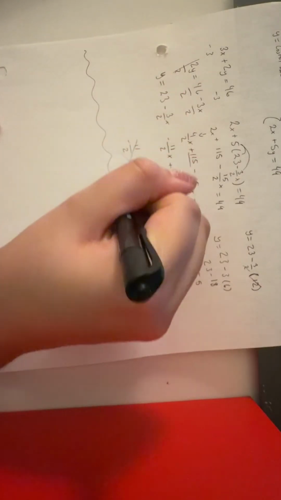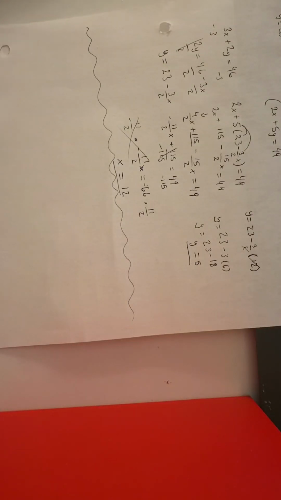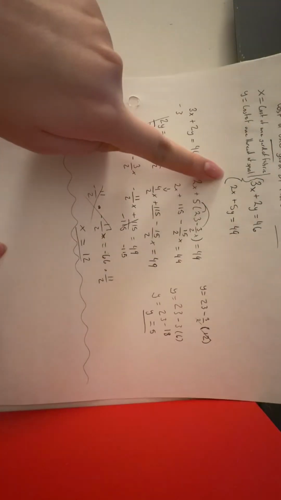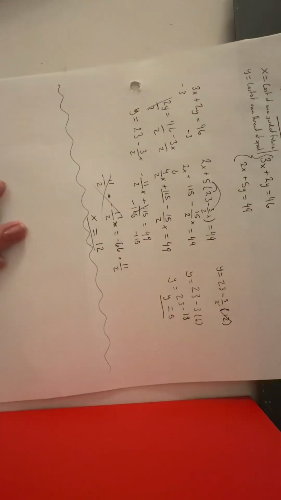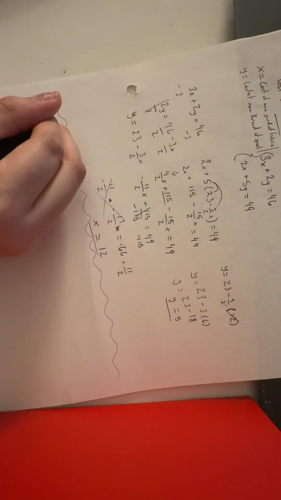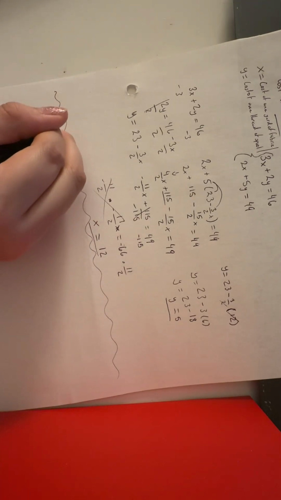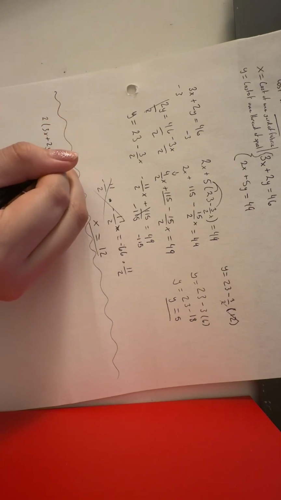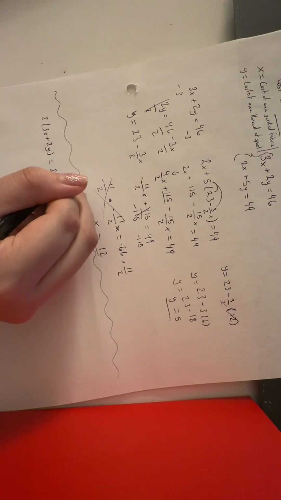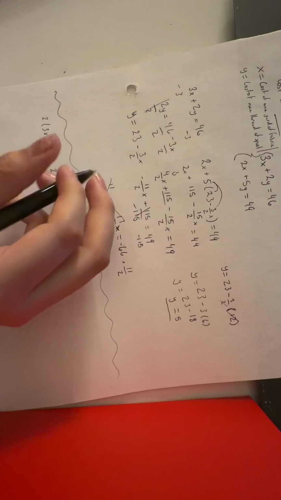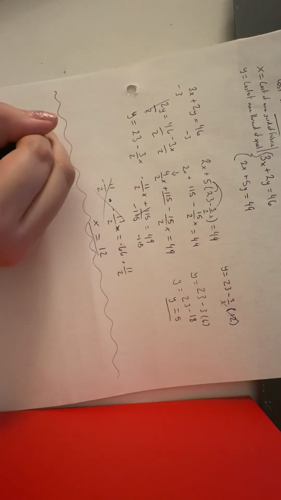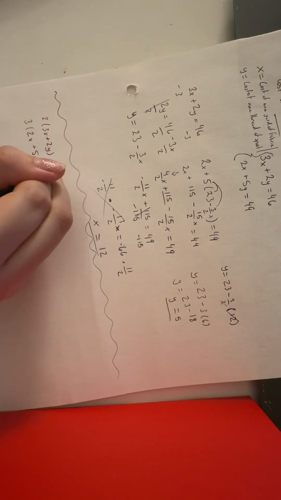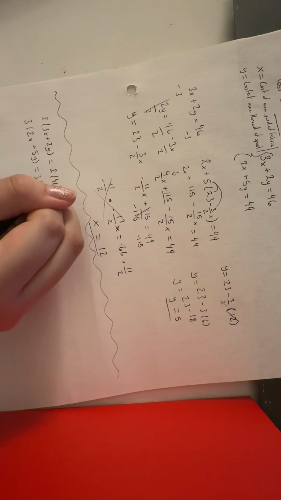Next we are going to use the elimination method. We're going to be using the same system of linear equations. To start, we are going to multiply the first equation by 2, so 2 multiplied by 3x plus 2y, and we're also going to multiply the total, 46, by 2. For the bottom equation, we're going to do 3 times 2x plus 5y, and equals 3 times 49.